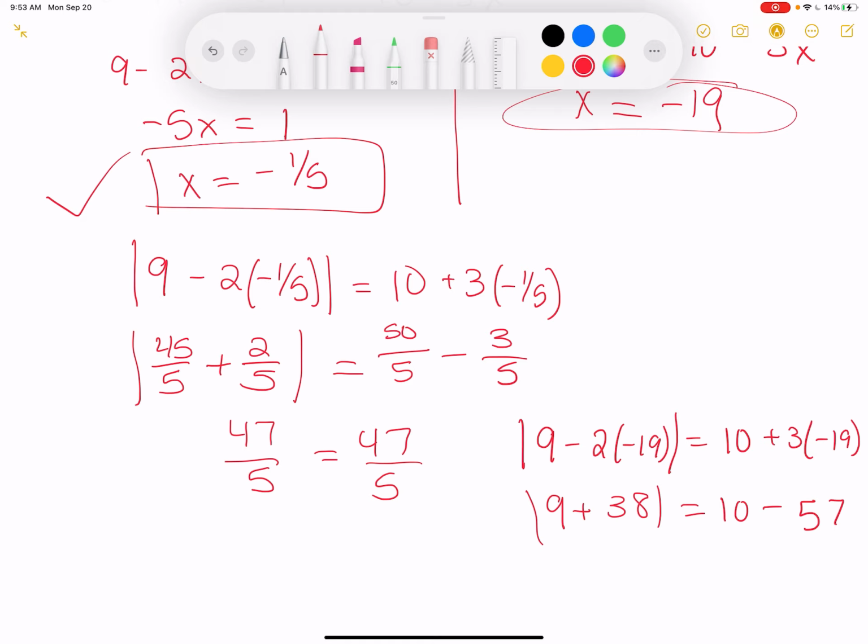Now, this is inside the absolute value over here. This is 47 equal to negative 47. Wait, it doesn't work. That doesn't work. So this answer up here is extraneous.